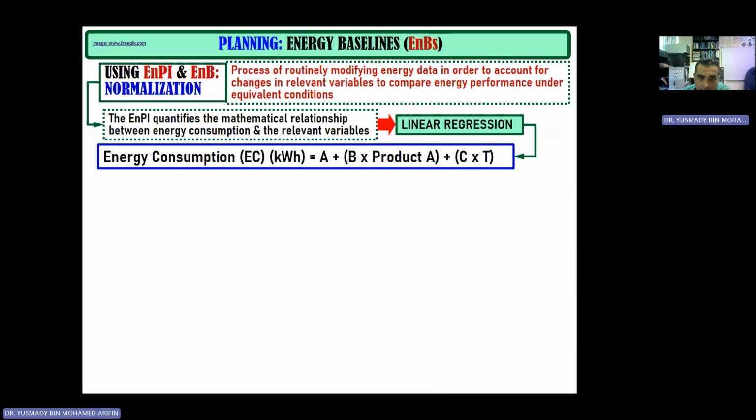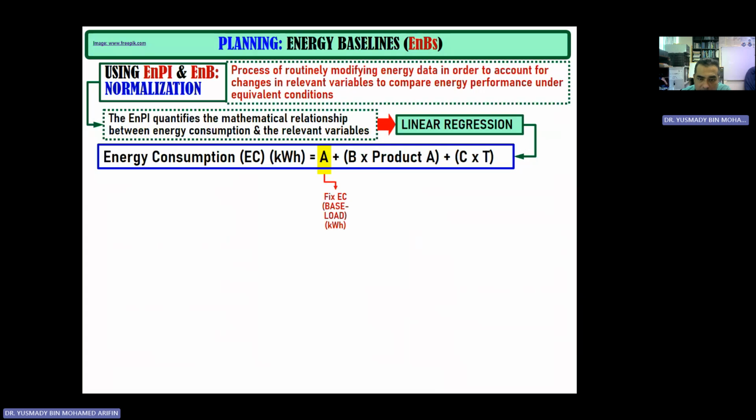Okay. For example, the equation is the same as the equation that we have learned before for linear regression, where y equals mx plus c. For this case, the linear regression that we obtain for energy consumption EC, in kilowatt hours, equals A plus B multiplied by product A plus C times T.